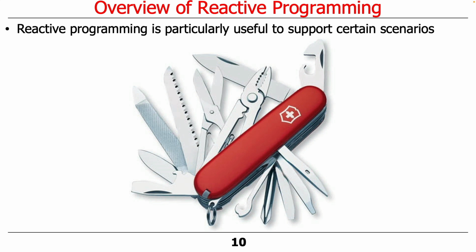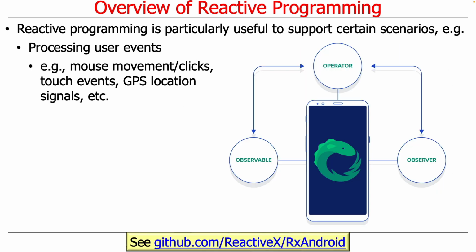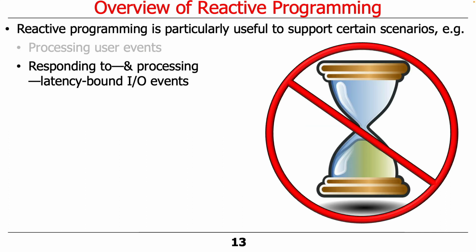Reactive programming is useful for certain kinds of scenarios. So one thing it's very useful for is processing user events. And so you'll see it used in things like Android, where they have stuff like RxJava, and you can actually use Kotlin in a very similar way to react to clicks, touch events, mouse movement. Not really in an Android device, you wouldn't have a mouse typically, but you get the idea, touch events, GPS location signals, and so on and so forth. So all those things can be handled reactively using the mechanisms that are baked into stuff like RxAndroid, which is an RxJava variant for Android.